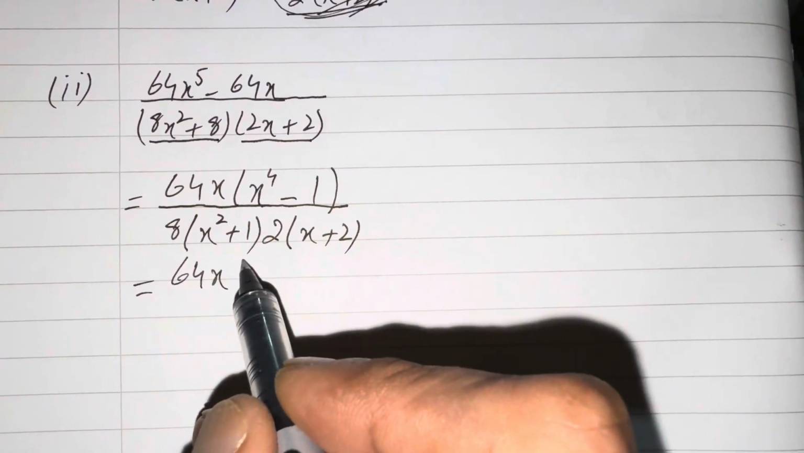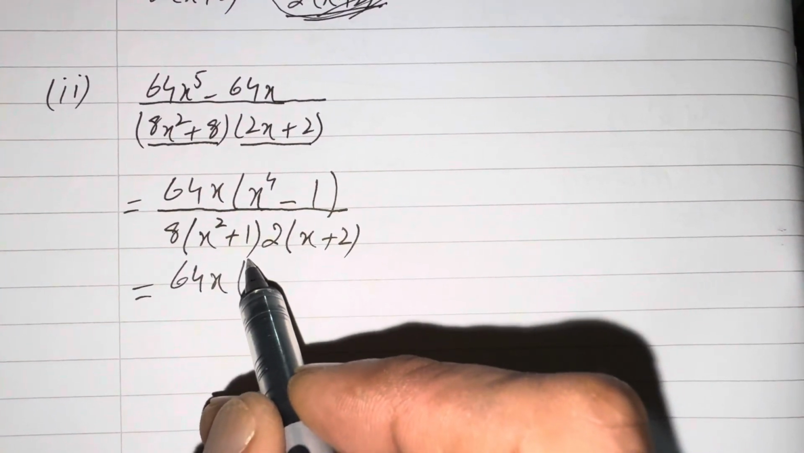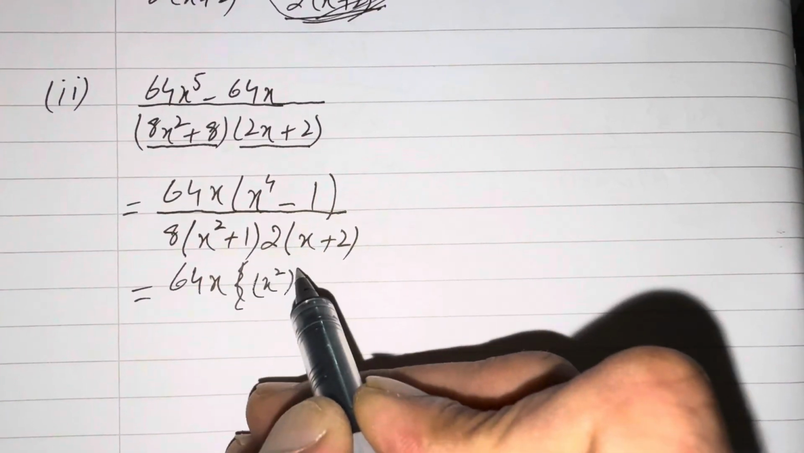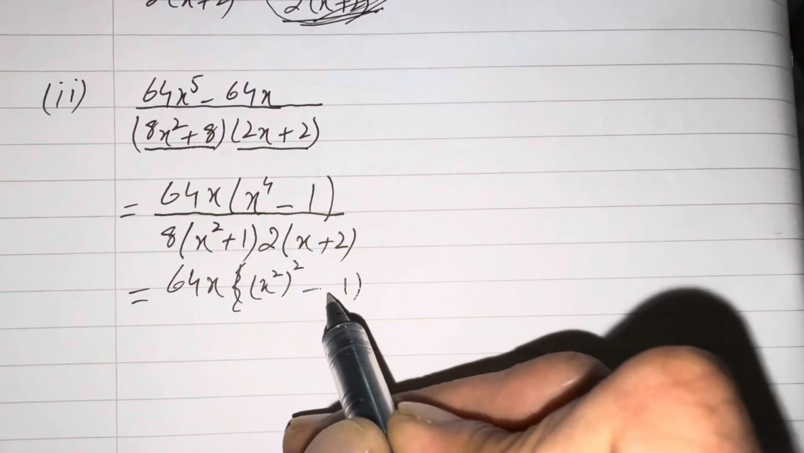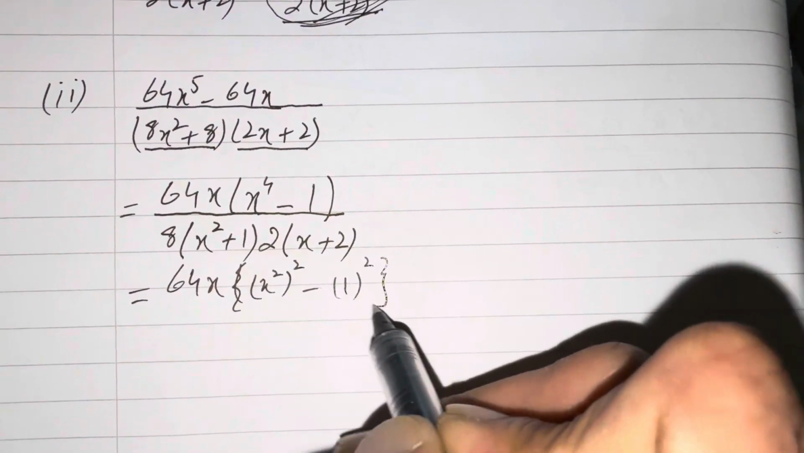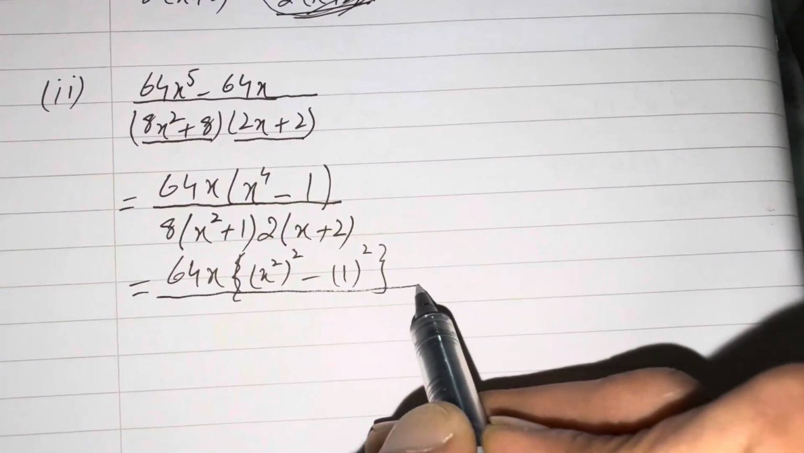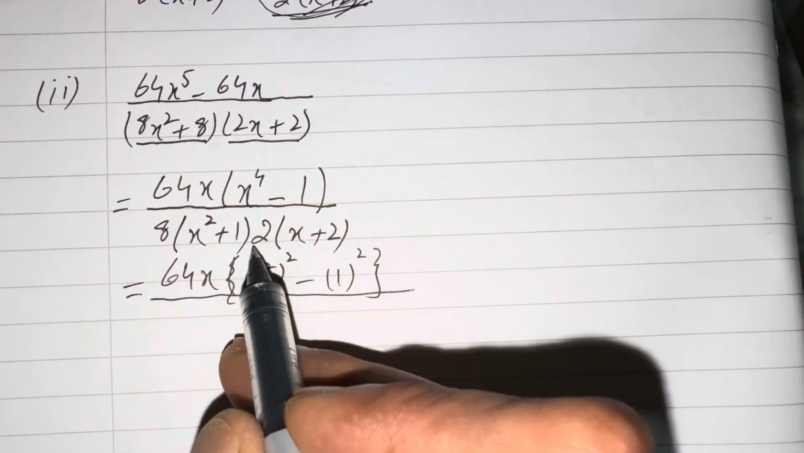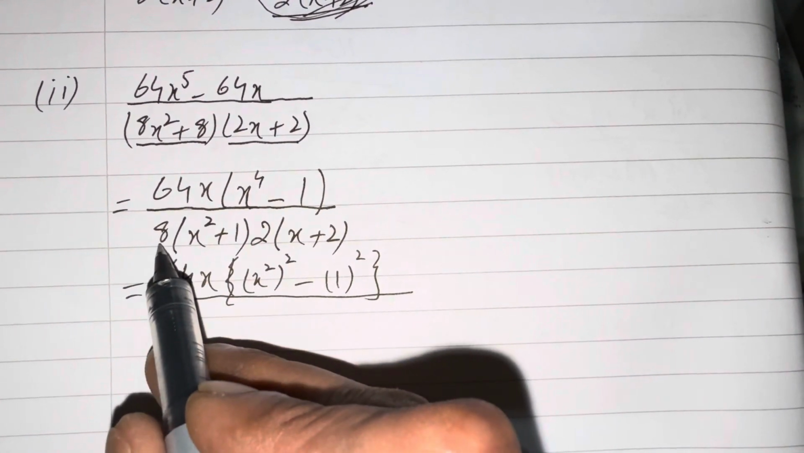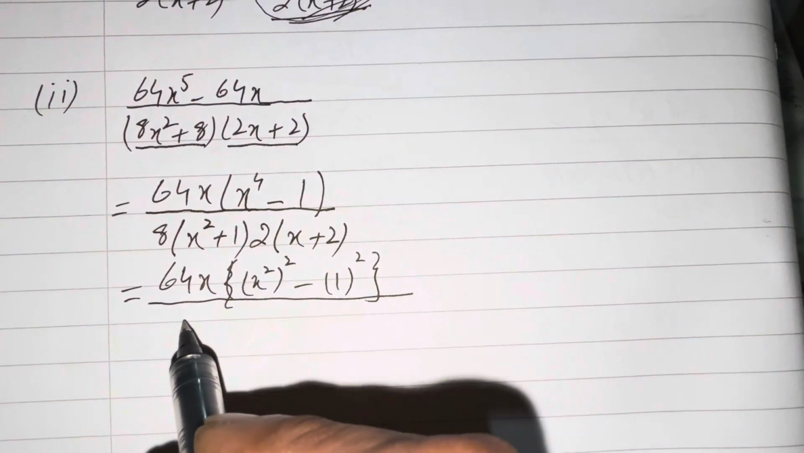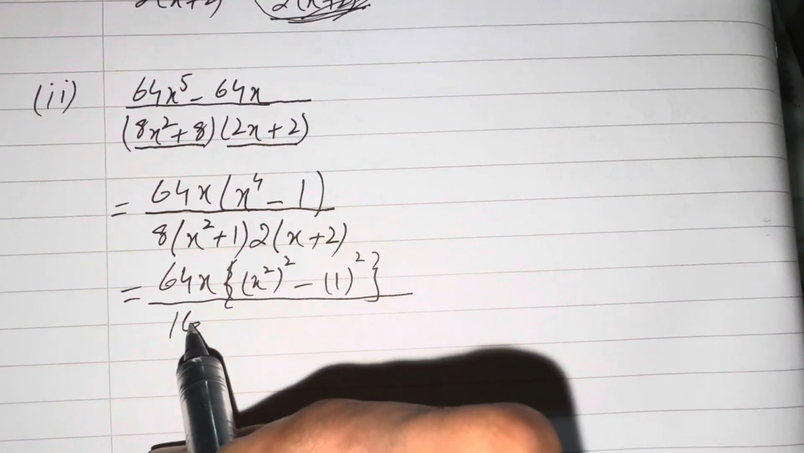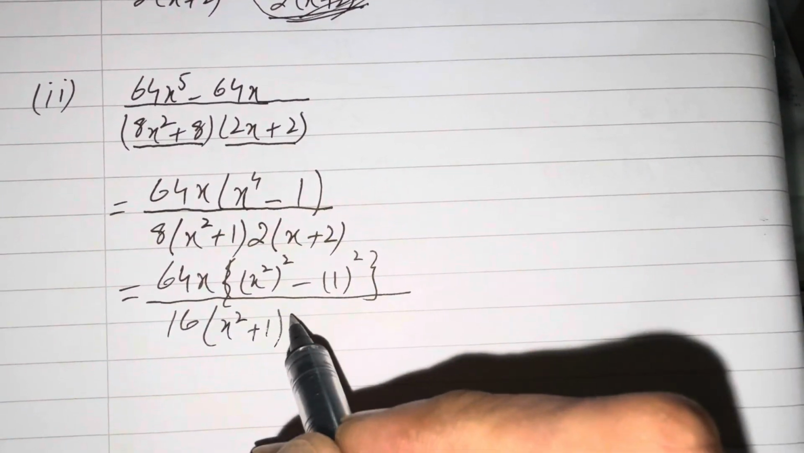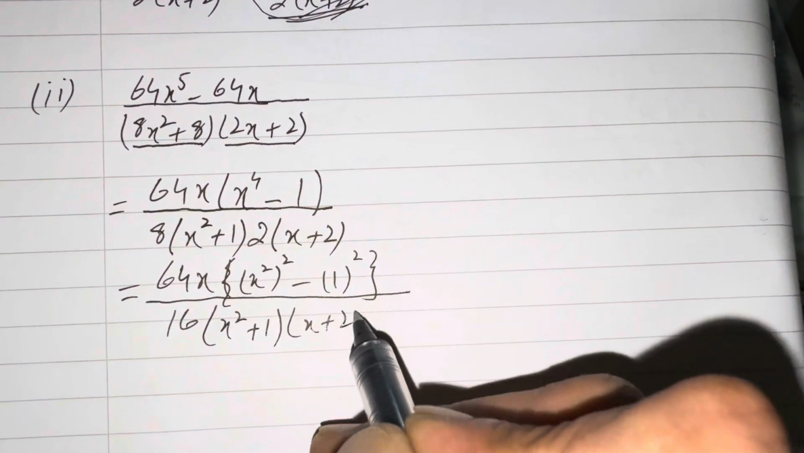64x into x raised to power 2 minus 1 raised to power 2 divided by 8 2s are 16, क्योंकि ये सारा एक्सप्रेशन जो है वो एक दूसरे के साथ मल्टीप्लाई हो रहा है. Then we will multiply 8 with 2, so that will become 16. 8 2s are 16 into x square plus 1 into x plus 2.